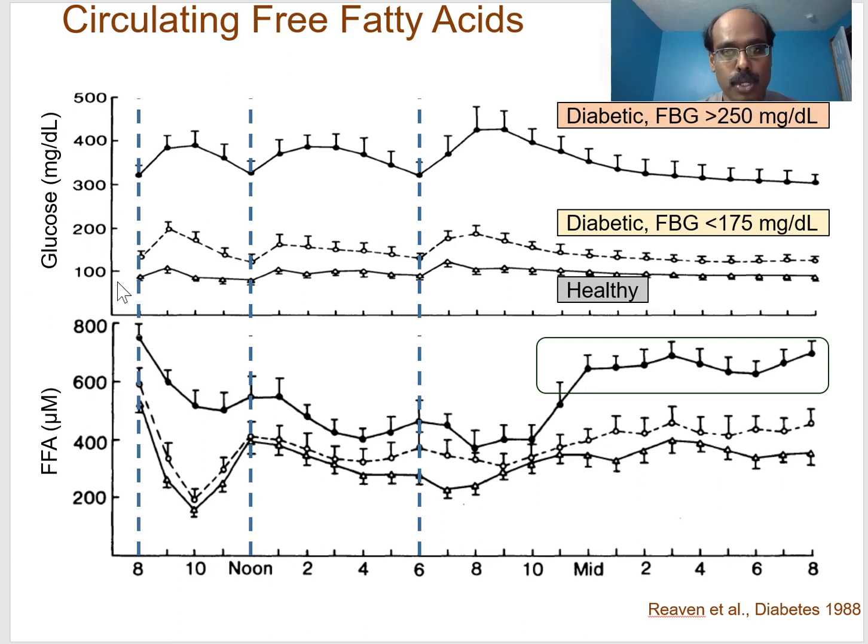So in a normal individual, here's a three-graph panel. On the top one is glucose level, and on the bottom is the circulating concentration of free fatty acids.